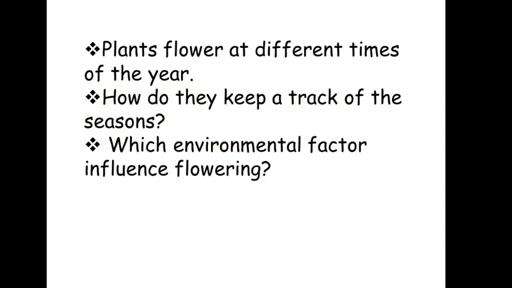Different plants flower at different times of the year or different seasons of the year. They exactly know when to start flowering, isn't it? So the question is, how do they keep track of the seasons? How do they know that the time for them to flower has come? Is it an environmental factor which influences the process of flowering, or is it something else? Have you asked these questions to yourself before?